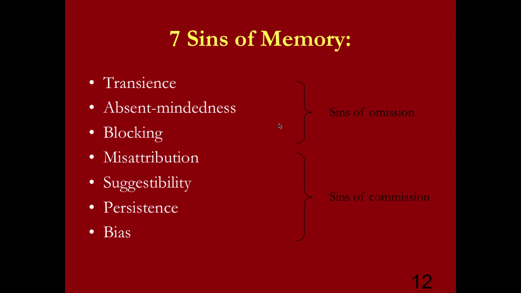With the second group, the sins of commission, the memory is there, the information is there, but it's somehow been changed. The source is misattributed, it has been changed because of suggestibility, it's coming into our working memory without us trying to remember it, or it's been shaped by our current feelings or views. Which of these 2 groups do you think affects us most as academic learners? If you guessed sins of omission, you're absolutely right.